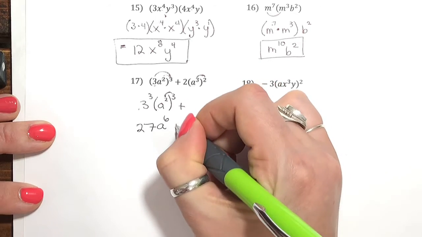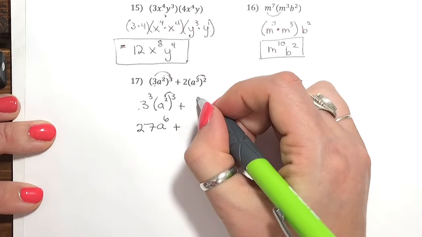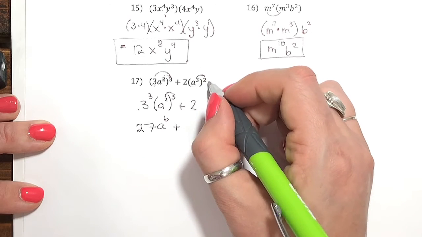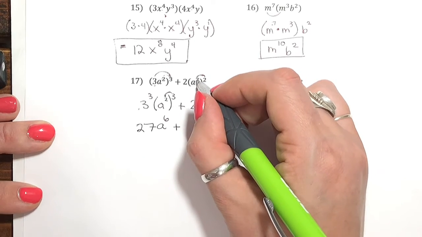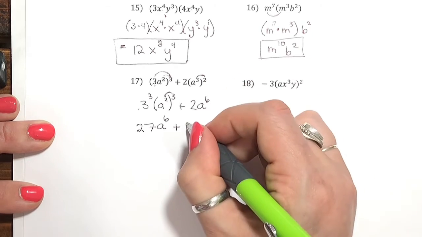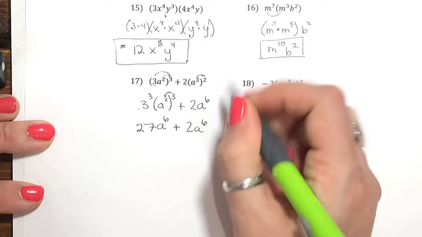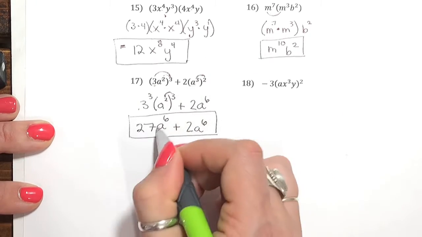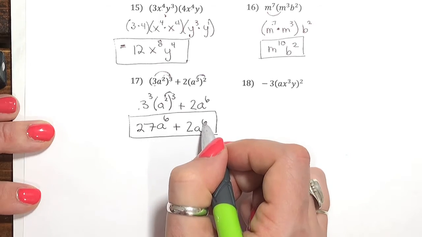So let's keep our little plus sign going. We're going to just keep the 2. Again, it's not going to be applied to this power of 2, but then for the a, we have 3 times 2, so we get a to the power of 6. So our final answer, again, that 2 doesn't change. We will have the 27a to the 6 plus 2a to the 6.